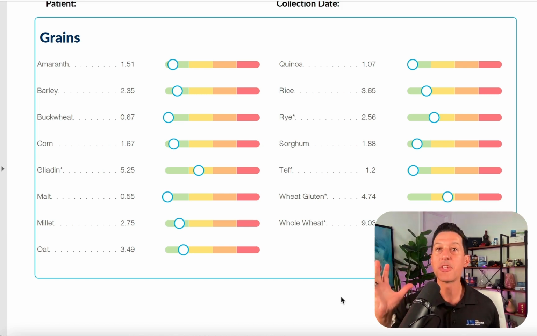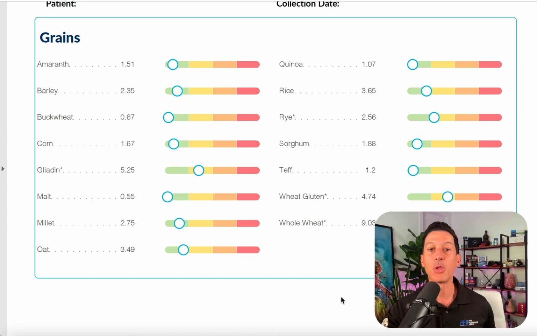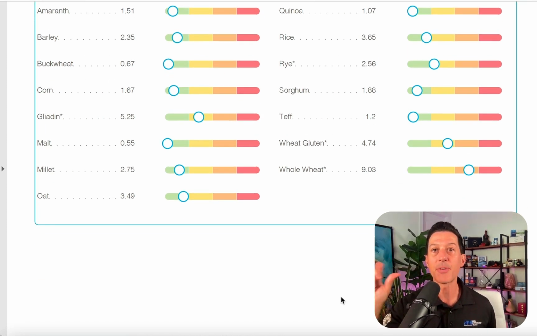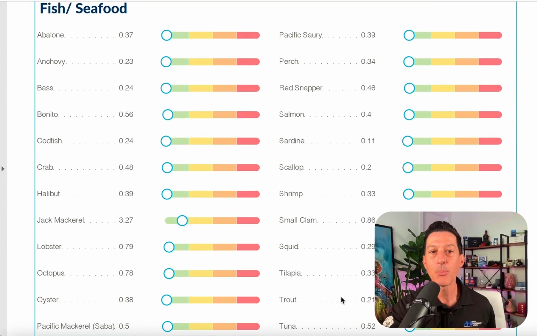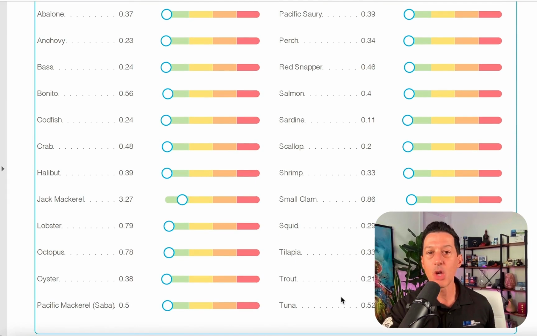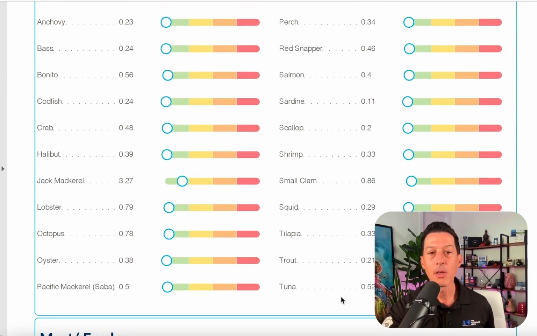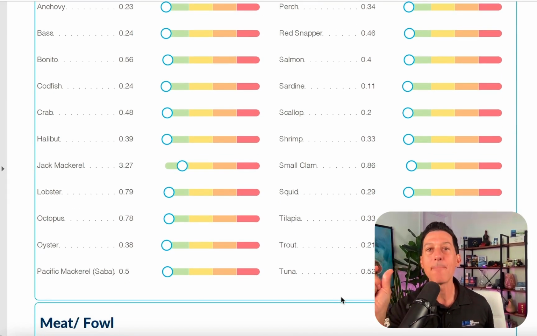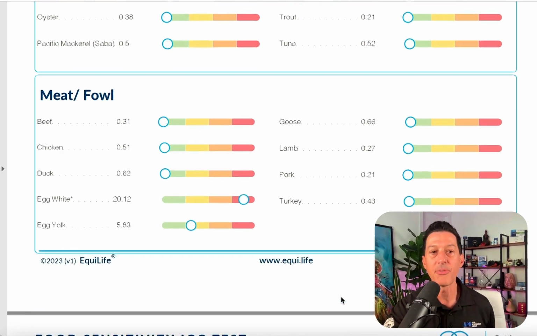Okay, so we know that this person needs to stay away from more wheat and gluten-based foods. And we'll talk about the difference between celiac and a wheat sensitivity in just a moment. Next up, we look at the whole category of fish. You can see that there's obviously a lot. And this person has no sensitivity to any fish, and only the jack mackerel is just slightly on the higher end of normal, so it's still totally fine.